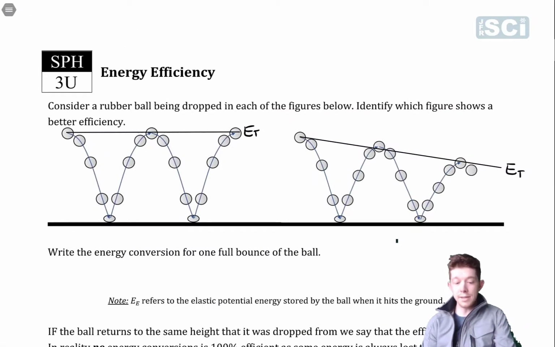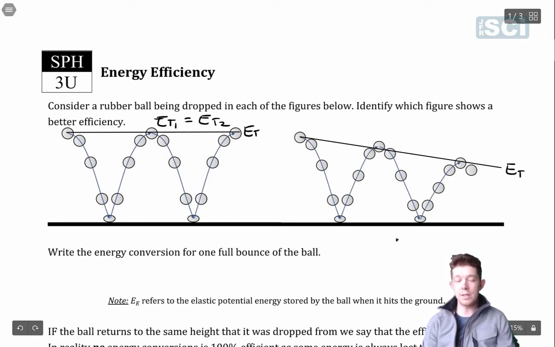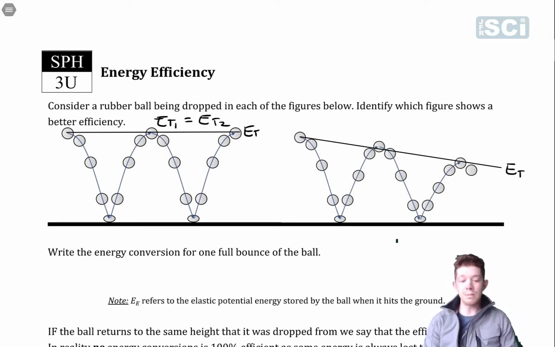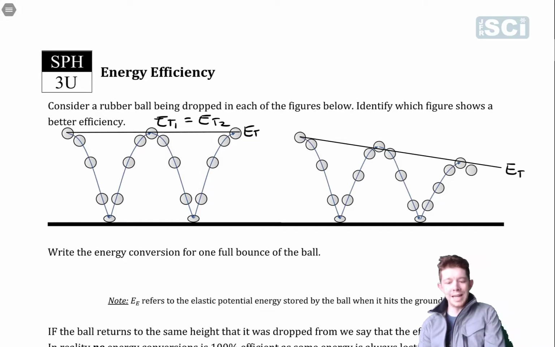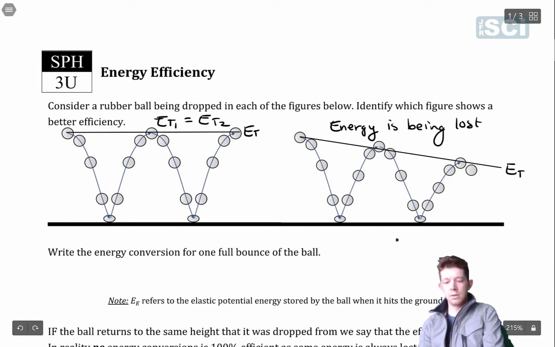So the energy I put into the system, ET1, should equal the energy that comes out of it, ET2. That demonstrates something that is very efficient. It's getting the same amount of energy out that was put into it. Now the same thing can't be said about our second picture. You can see that this total energy line seems to be decreasing as we move from left to right, which means that energy is being lost to the system, being lost to the surroundings.